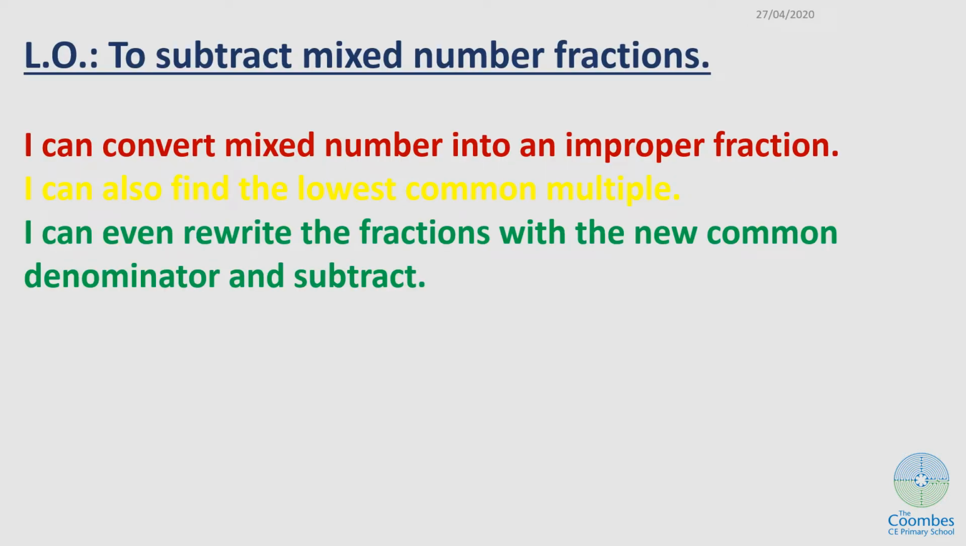There are three success criteria that will help you in subtracting mixed numbers. The first is for you to be able to convert a mixed number into an improper fraction. Second, for you to be able to find the lowest common multiple, which is normally the LCM. And third, that you can rewrite the fractions with the new common denominators and subtract.